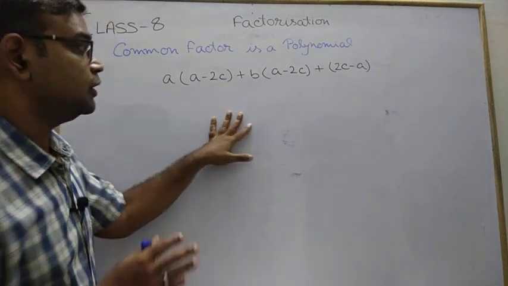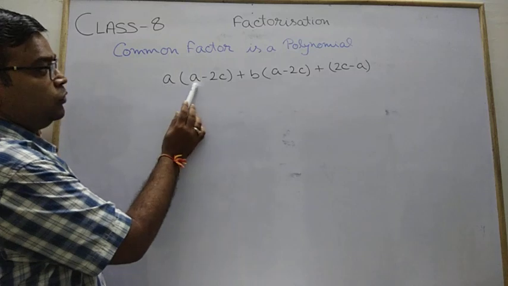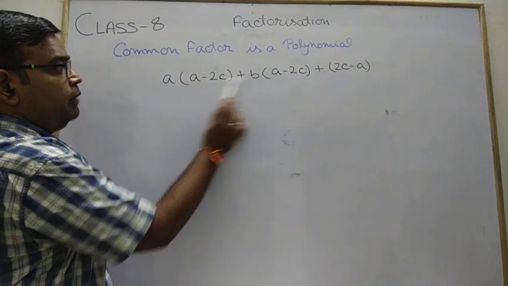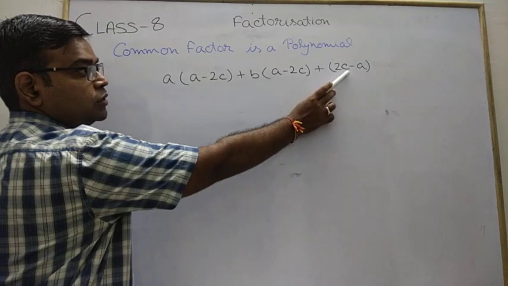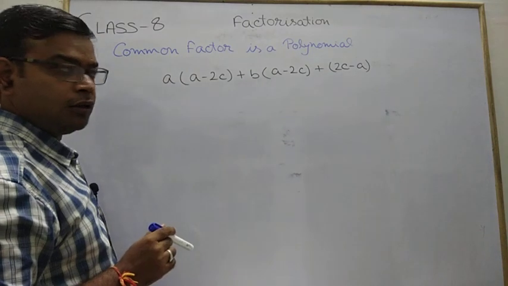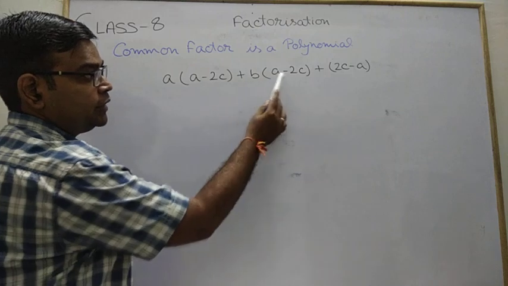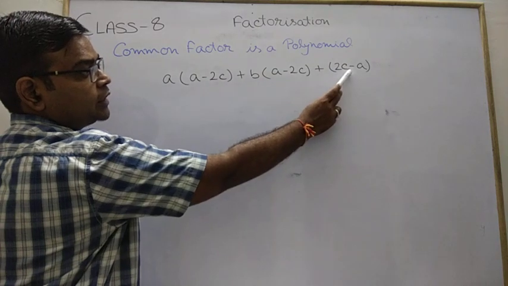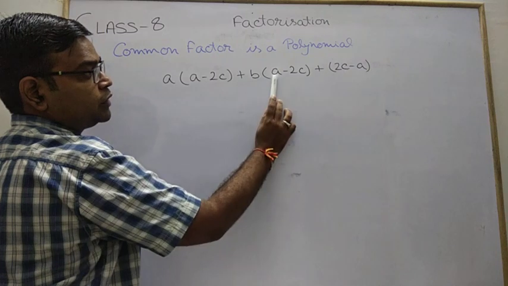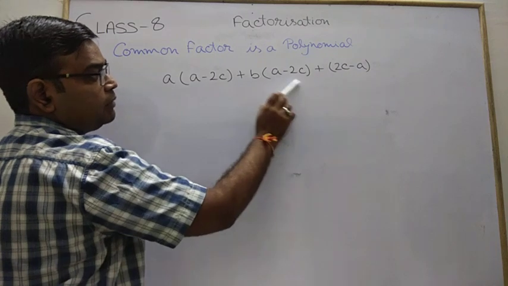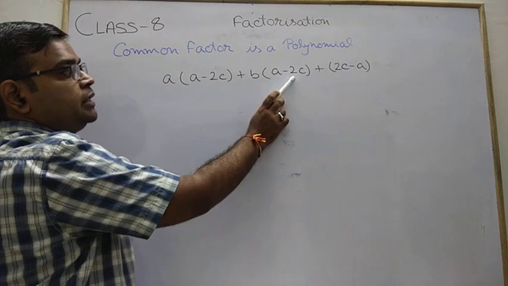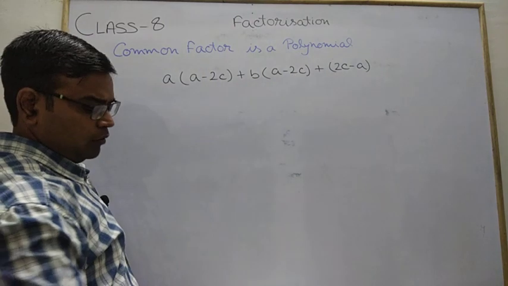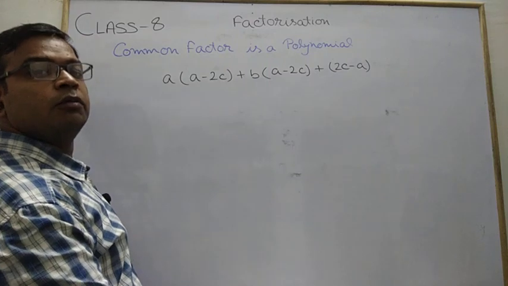See this question here: a into (a minus 2c), b into (a minus 2c). In both, a minus 2c is common. Here 2c minus a alone is there. When you observe, there is a change in sign: in these two they are the same, but in these two there is a change of sign. Here a is in plus form, but here a is in minus form. Similarly 2c is in minus form and 2c is in plus form. How do we solve such a question? Very easy. We take the minus sign common first.